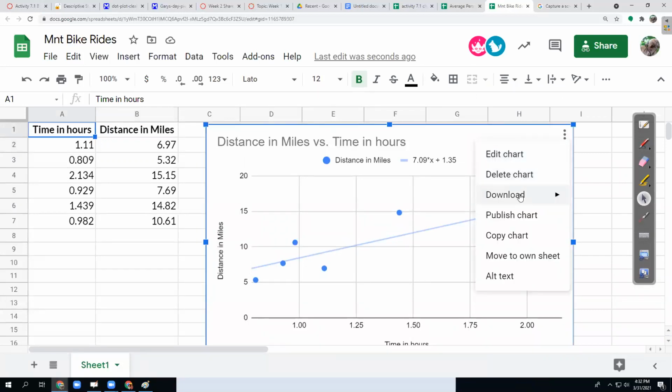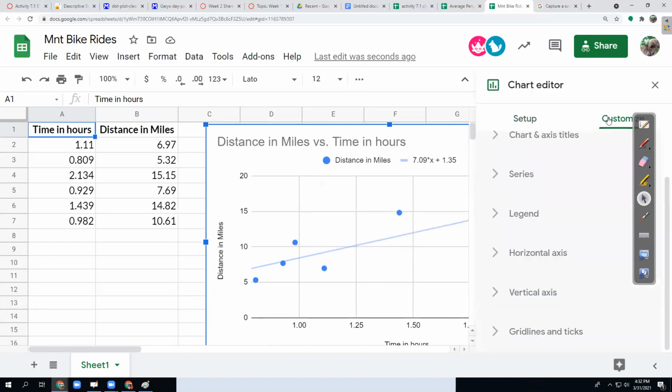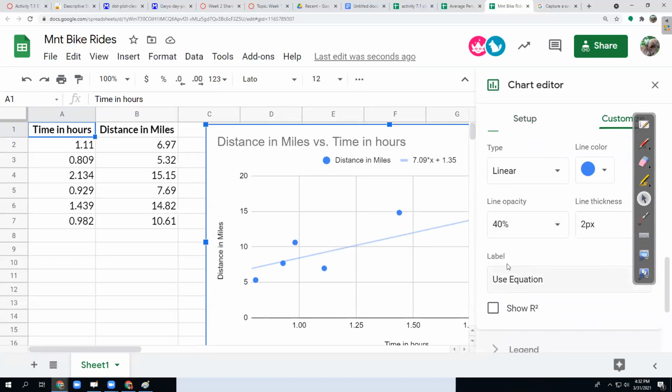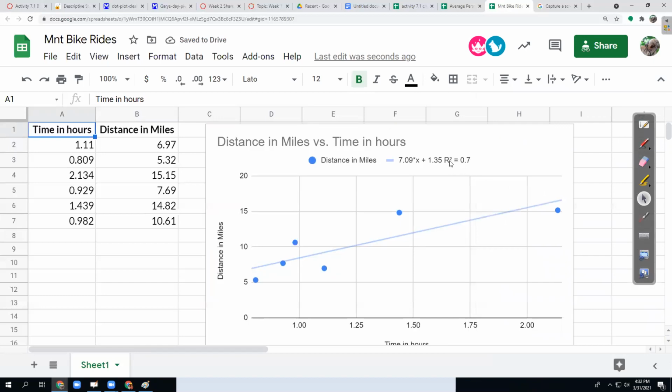The other thing I can add to this, which the book talks about, once you get that reading: edit, customize, series. Underneath label, use equation, is to show R squared. So I'm going to put that in here too. It says R squared is about 0.7. R squared is what we call the coefficient of determination. What I want is R. So I'm just going to make a note down here.